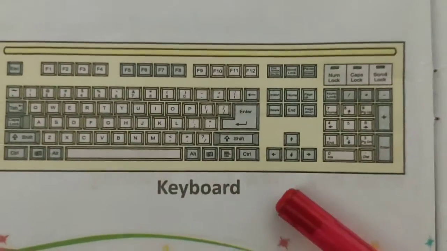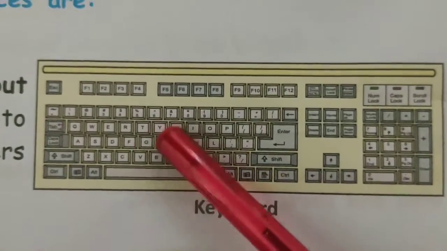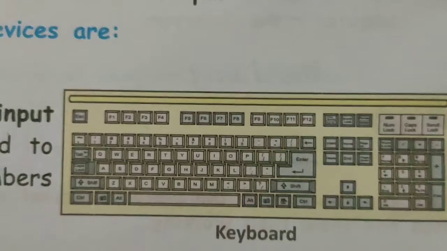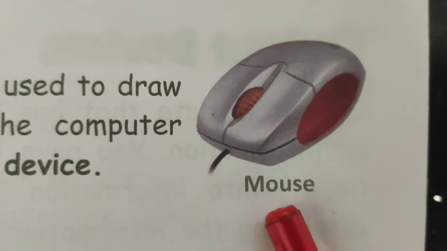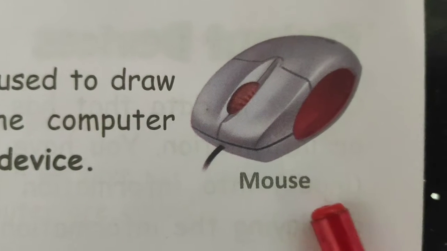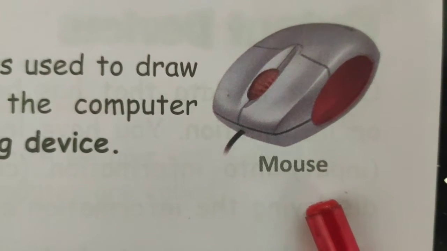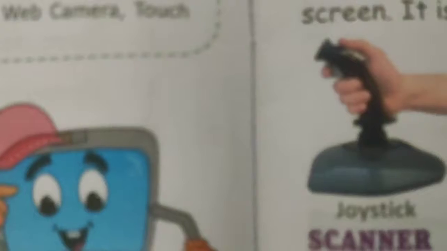Some basic input devices are, first, keyboard. This is an image of a keyboard. Keyboard is an input device which is used to type words and numbers, etc. into the computer. Next is mouse. Mouse is an input device which is used to draw pictures and select objects on the computer screen. It is also known as a pointing device.